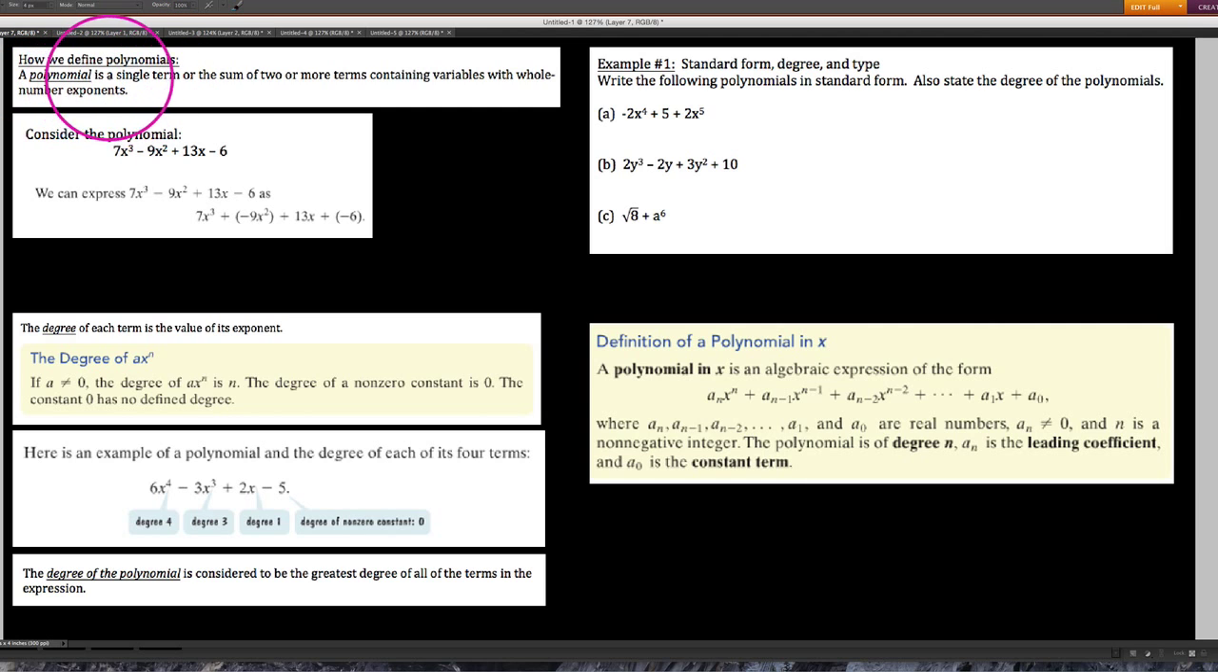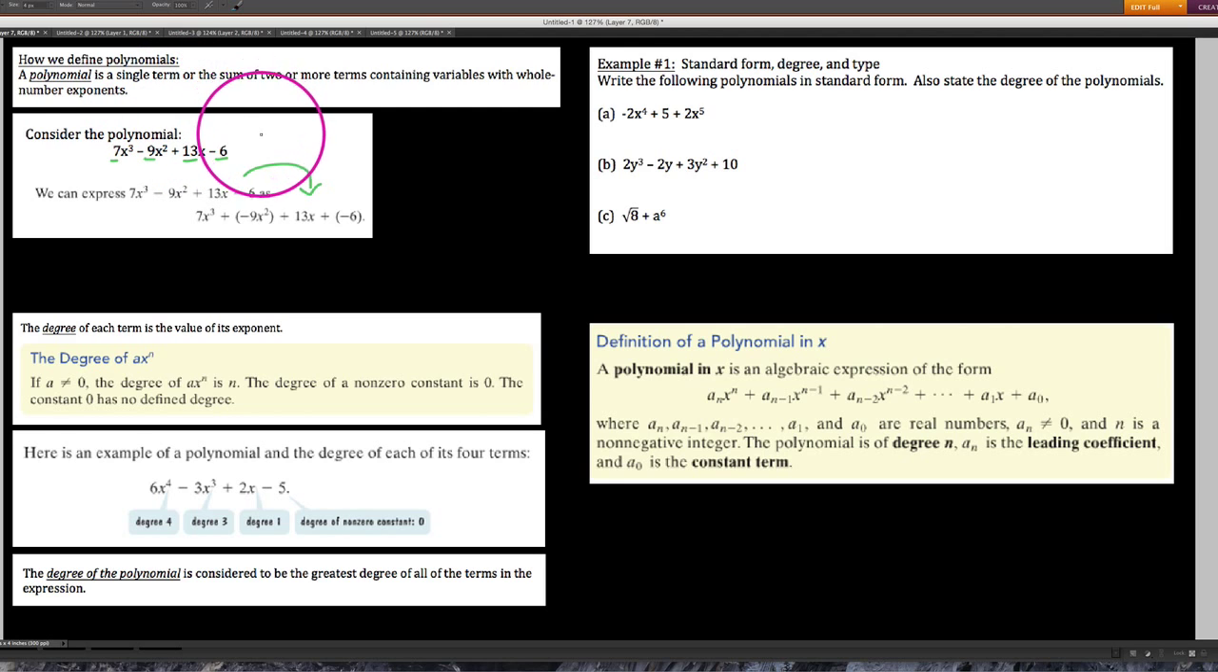A polynomial is a single term or the sum of two or more terms containing variables with whole number exponents. So essentially, you'll see this a lot, and the coefficients, we say this is a polynomial here. We say the coefficients would have to be real number coefficients, but you'll notice it's just a bunch of terms, and you could rewrite this as a sum of terms. You could always rewrite any subtraction as adding the opposite, but basically it has many terms, and the exponents are whole numbers on the variables, but we would consider that to be a polynomial.